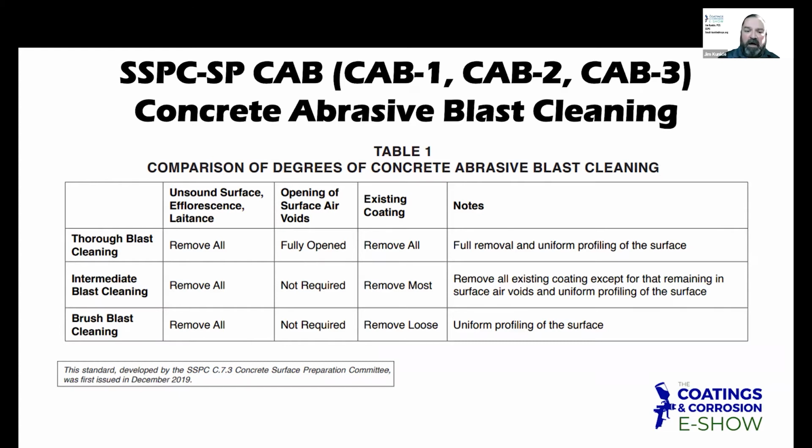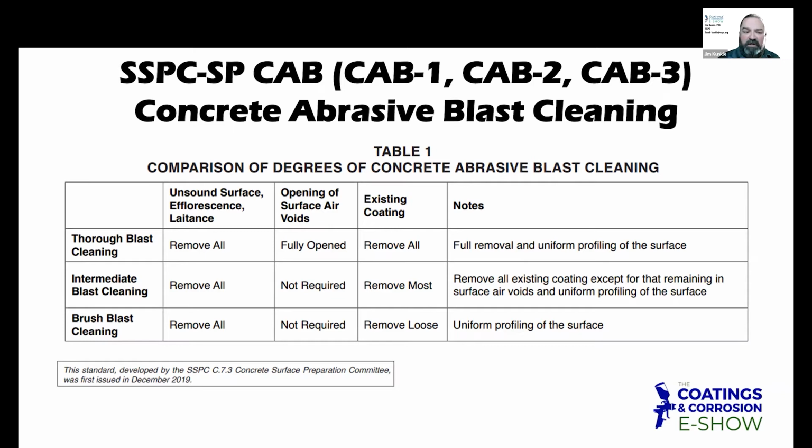Now, when it comes to the air voids that you might have under concrete, you could have the surface area, and underneath you might have some void areas, some openings. So with the thorough blast, you want to fully open those. You want to make sure that those are totally open and, obviously, that they are marked, and if they need to be repaired, in most cases they will. But when it comes to intermediate blast cleaning and the brush blast cleaning, it's not really required to open those up. For existing coatings, you do want to remove all the coatings through the thorough blast, but for the intermediate, you can leave some of the coatings still there. But for the brush blast, you want to remove all the loose coatings that are on there.